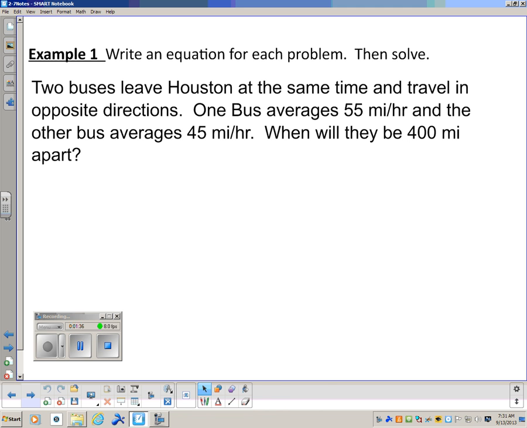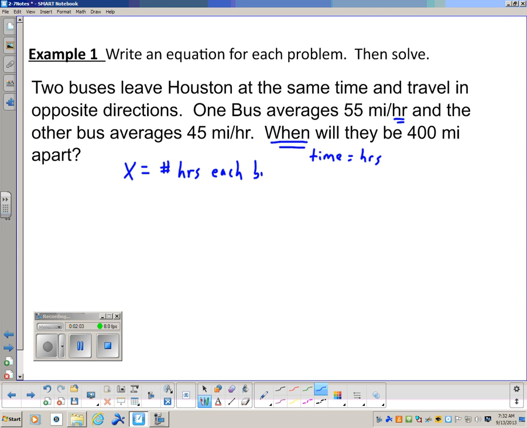So let's look at x here. I like to use x. When it says when, we're talking about time, and our time in the problem has to do with hours. So I'm going to say x here is the number of hours, or the time, each bus traveled. They both travel the same amount of time.